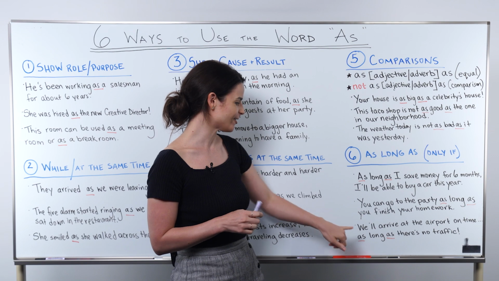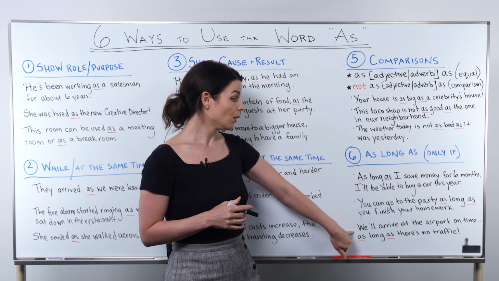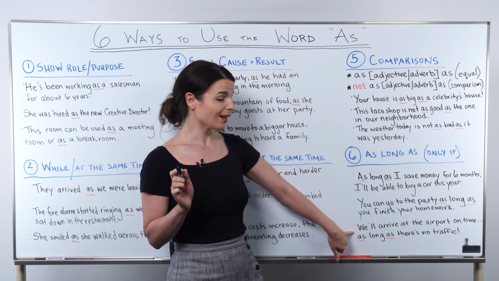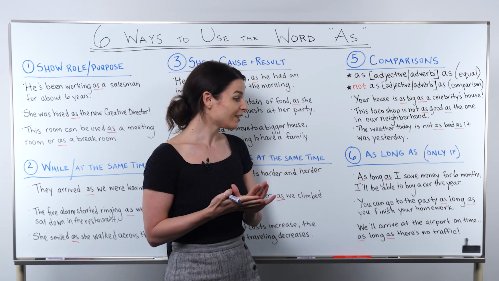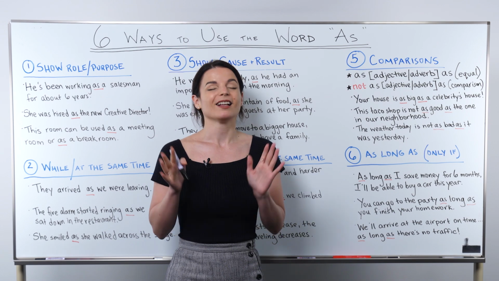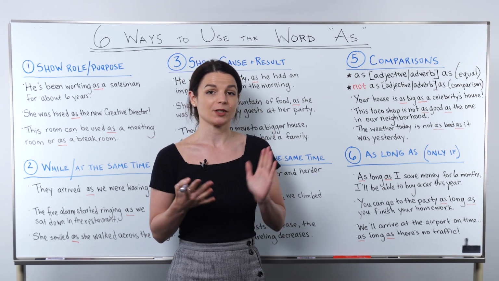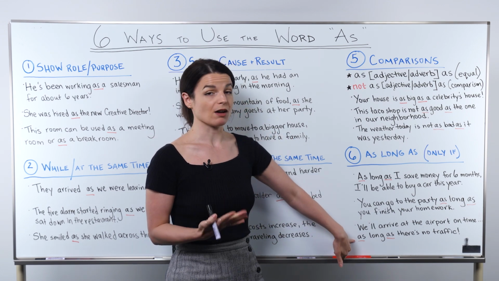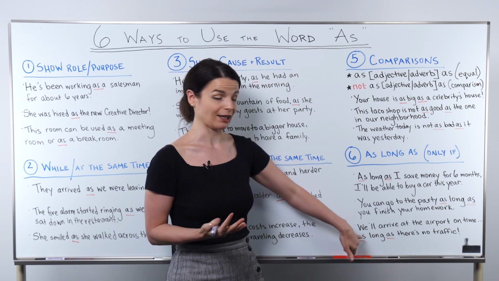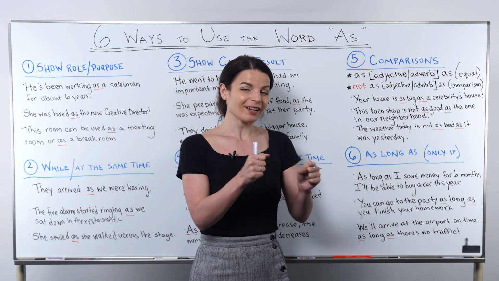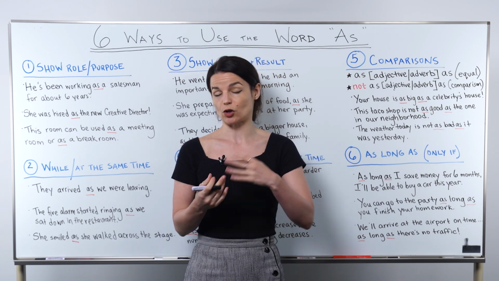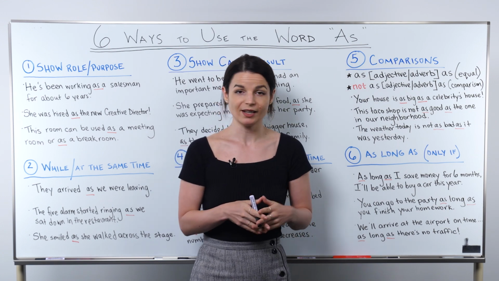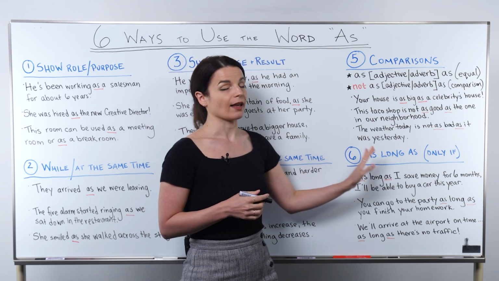All right, let's finish up the last example sentence. We'll arrive at the airport on time as long as there's no traffic. So again, we can replace as long as with only if to understand this. We'll arrive at the airport on time only if there's no traffic, right? Only in this situation, or only if this is true, right? So this is the use of as long as.